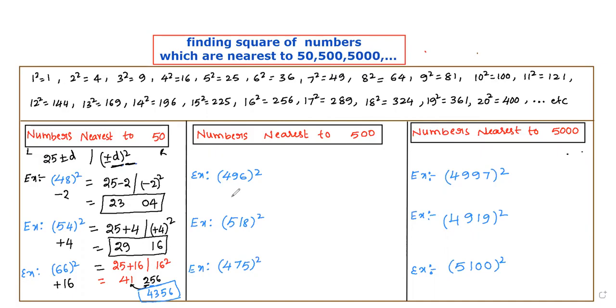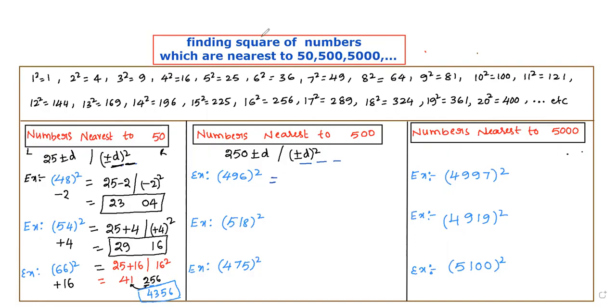Now come to numbers near 500. In this case also we get positive and negative deviations. Whatever deviation you get, just add it to or subtract it from 250, and after that, square the deviation. Remember one thing: in this case, 3 places are fixed in the right hand part. Why? Because 500 is 10 times 50.